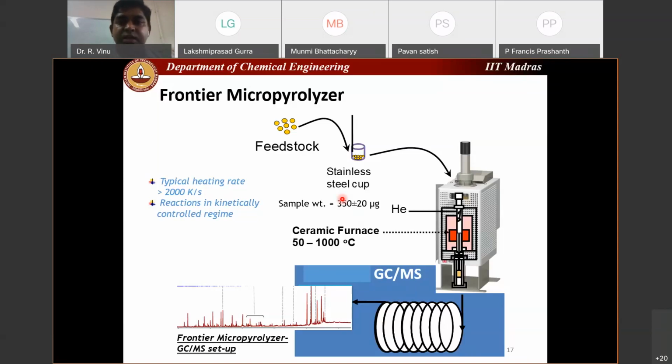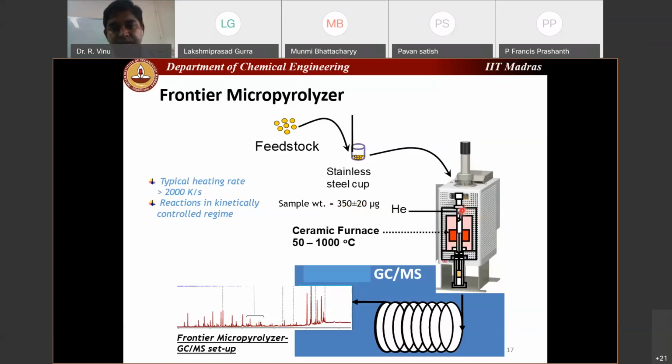Typically, when the volatiles are more than 50%, or 40 to 50%, you can take around 0.5 milligram or 500 microgram of sample. But in the case of coal, where the volatile matter is going to be very, very low, you can even take up to 1 milligram of sample. Okay. So you take the amount of sample there, you can set the pyrolysis temperature in the furnace, right?